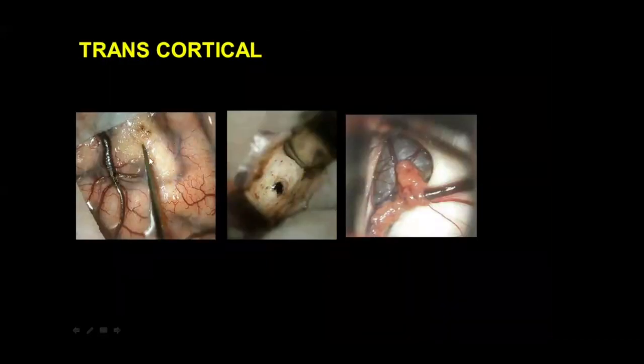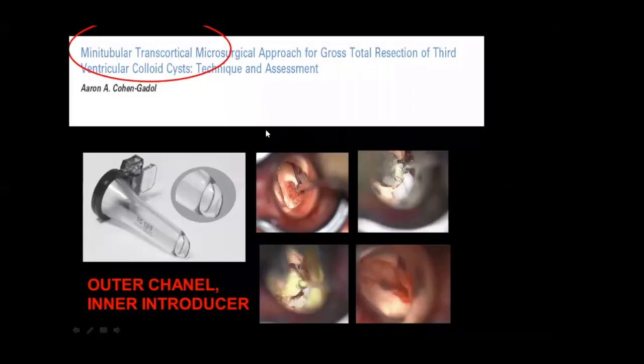So you do a cortical incision, as I said, in the middle frontal gyrus or in the sulcus between the middle and the superior frontal gyrus. Go through the brain tissue here. You will get into the ventricle, and then from the ventricle you can see the cyst. Aaron Cohen-Gadol invented a new technique of putting this channel so that you will not put retractors. You will just put this inside and then proceed with your excision.